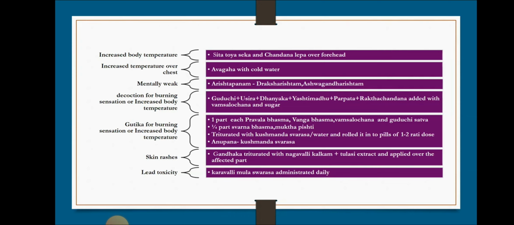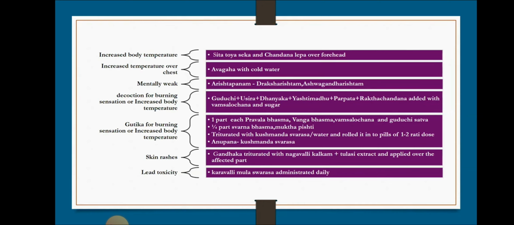And for burning sensation or increased body temperature, a decoction is indicated. That is a decoction prepared with guduchi, ushira, dhanyaka, yashti, madhu, parpata, rakta chandana. The decoction must be given added with vamshalochana as well as sugar. And there is a Gutika preparation also mentioned for burning sensation or increased body temperature. Like Kwatha, there is a Gutika also mentioned.